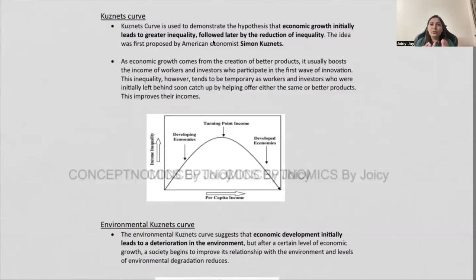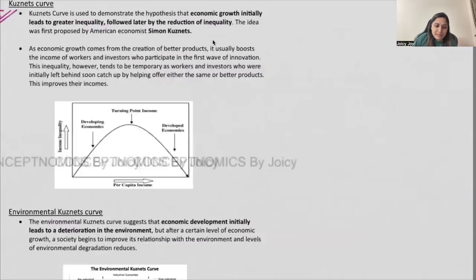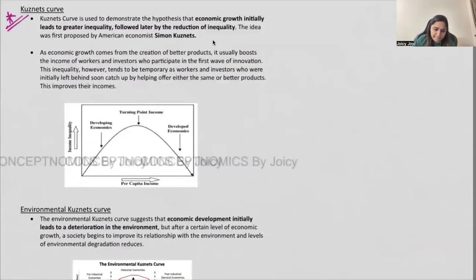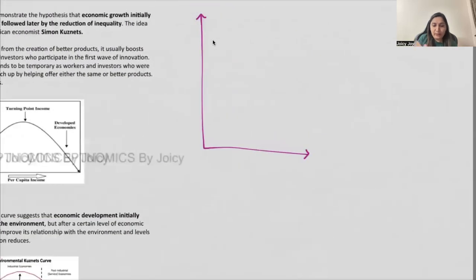Kuznets curve shows the hypothesis that economic growth initially leads to inequality and later the inequality reduces. This is very important. The practical application of Kuznets curve is very important for our examination. I'll illustrate the practical application, and also what this Kuznets curve is. According to Kuznets curve, whenever a country or an economy achieves economic growth, inequality will be high.